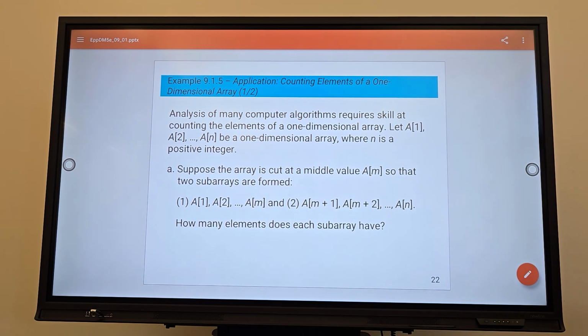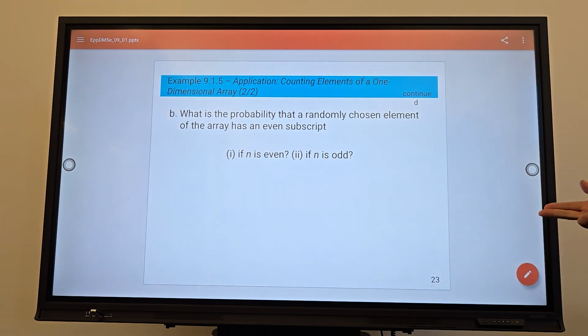Analysis of many computer algorithms requires skill at counting the elements of a one-dimensional array. Let A be a one-dimensional array where n is a positive integer, and the array goes from A1 to An. Suppose the array is cut in the middle at value A sub m, so that 2 subarrays are formed. How many elements does each subarray have? Also, what is the probability that a randomly chosen element of the array has an even subscript, if n is even and if n is odd?